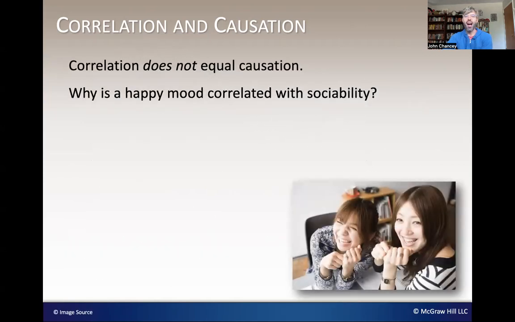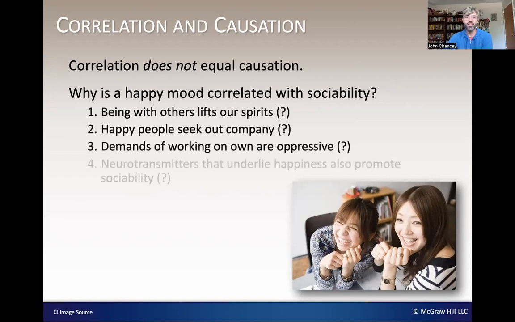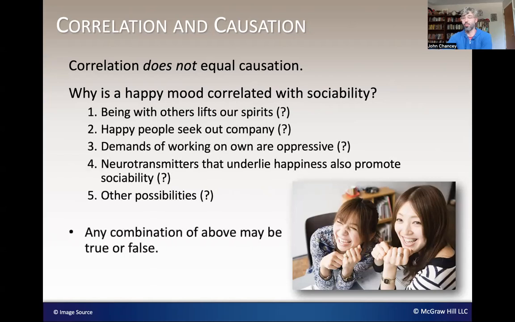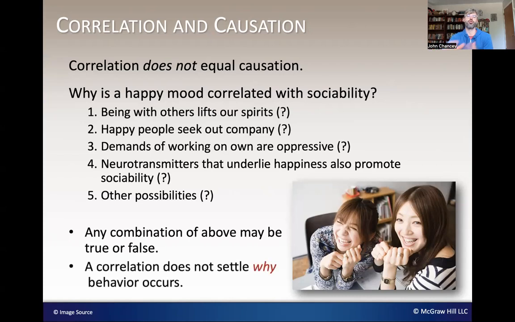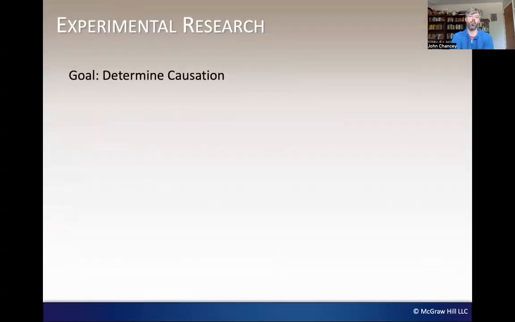Why is a happy mood correlated with sociability? Being with others lifts our spirits. Happy people seek out company, demands of working, et cetera. All of these are possible explanations. And it just shows that these things are related, but we need to understand it. We need to dig deeper if we want to derive some kind of causation. And that's where we use experimental research.